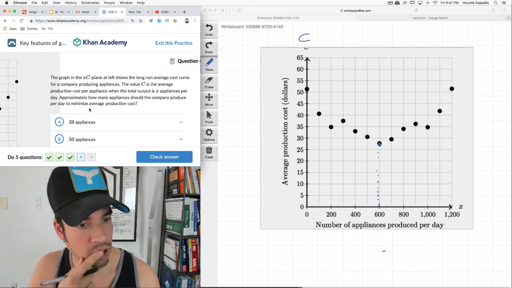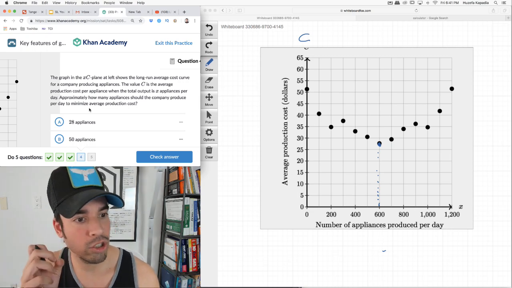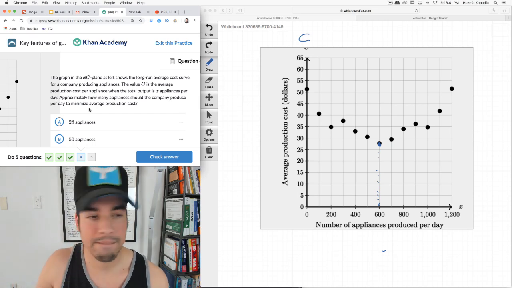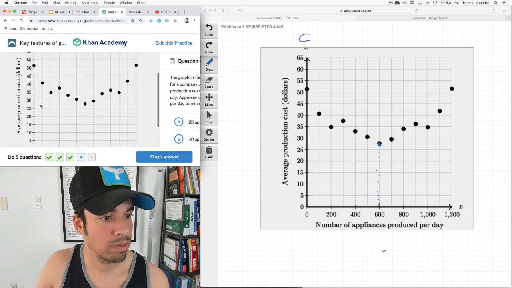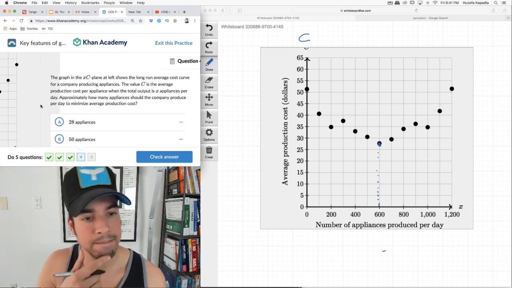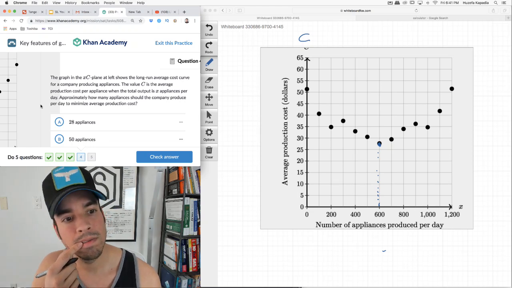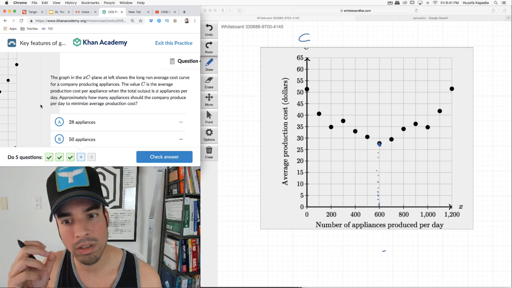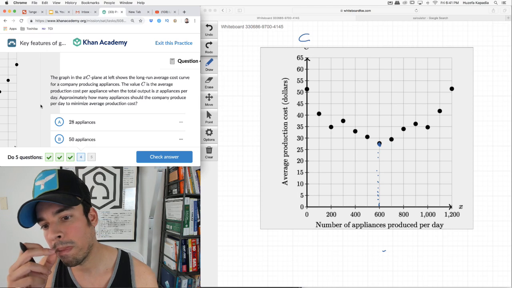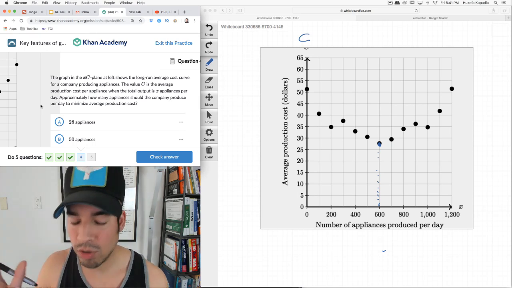To minimize average, when the total output is X appliances, is the average production cost per appliance. Average production cost. Hold on. Average production cost. Wait a minute. I feel like this is too easy.